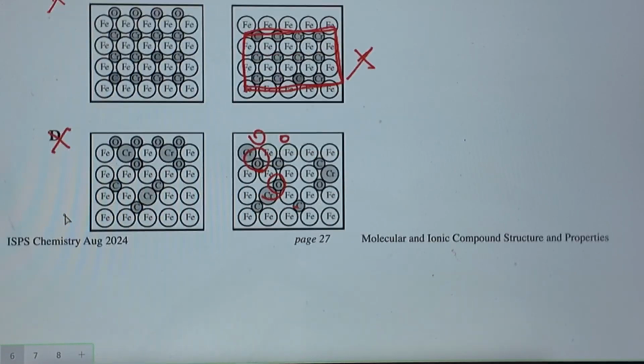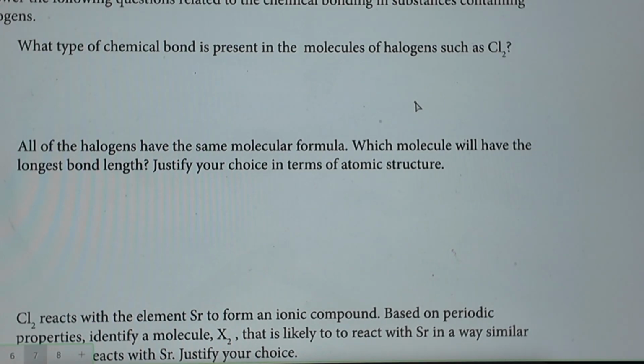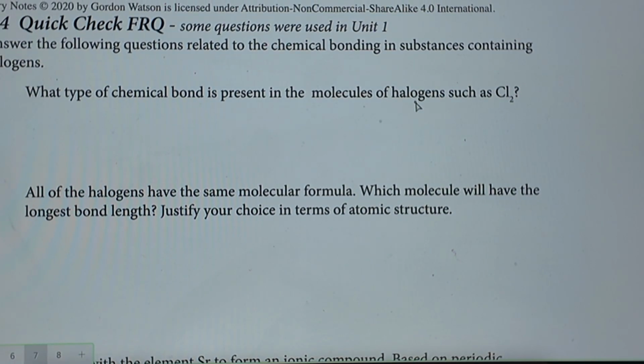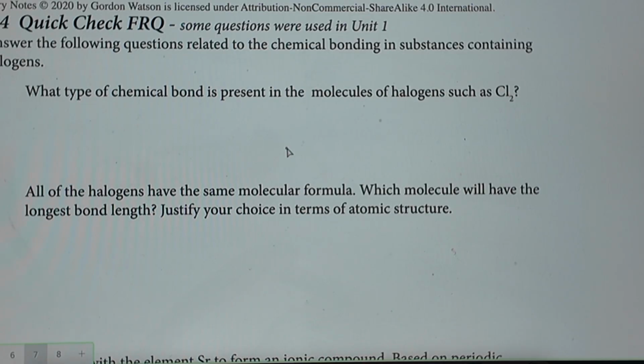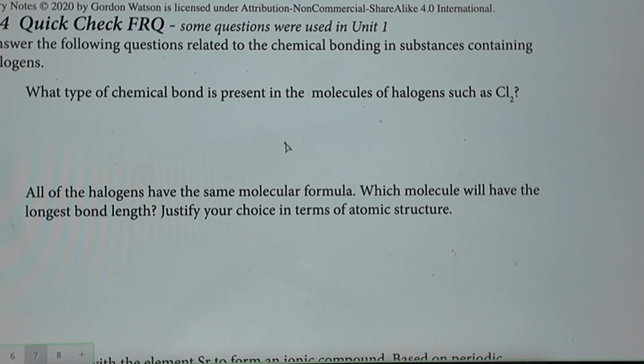Okay. This is one of the easier chapters, I feel like. Or sections, I should say. Which type of chemical bond is present in molecules such as halogens and chlorine?